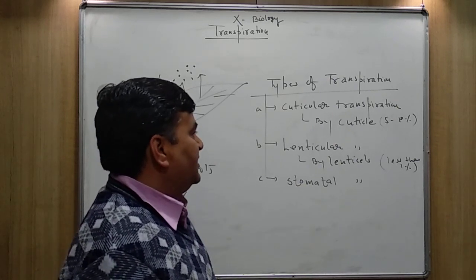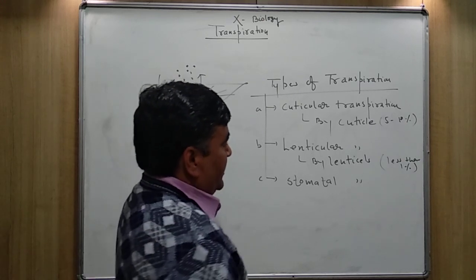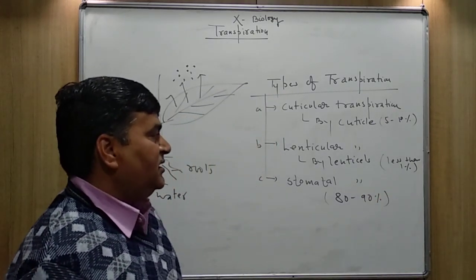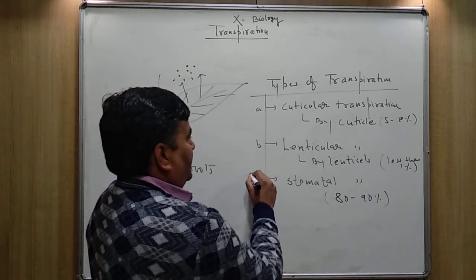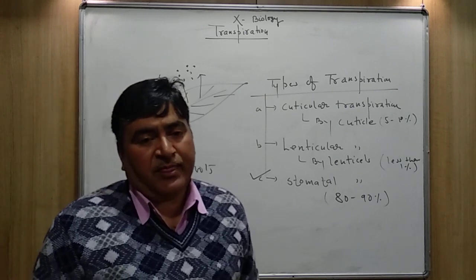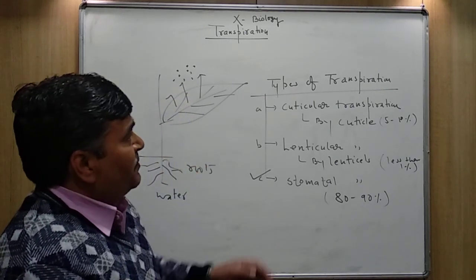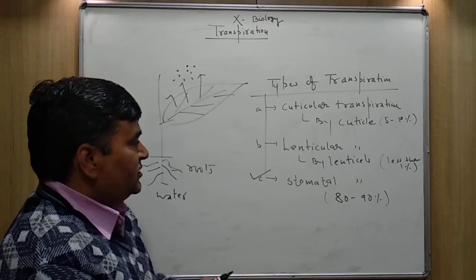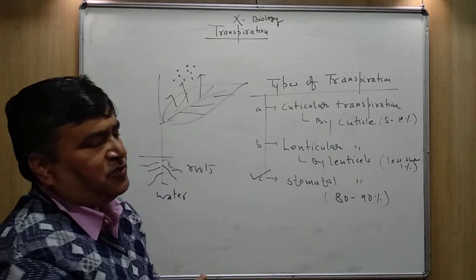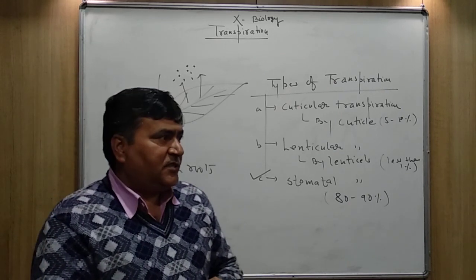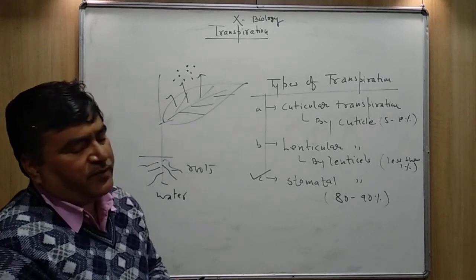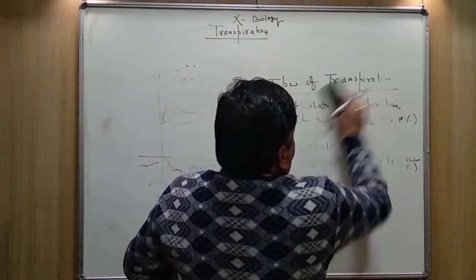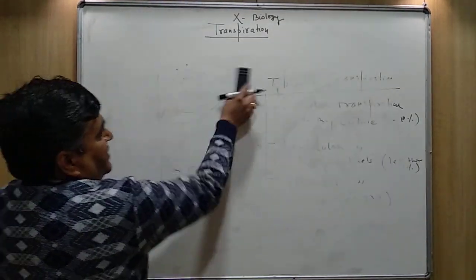Now the next one is the stomatal transpiration. In stomatal transpiration, most of the water gets lost through the stomata. Stomatal transpiration is included in class 10th syllabus. These two, cuticular and lenticular transpiration, have not been added. So we will discuss especially the stomatal transpiration, structure of stomata, and how stomata opens and gets closed. So let us start the stomatal transpiration in detail.